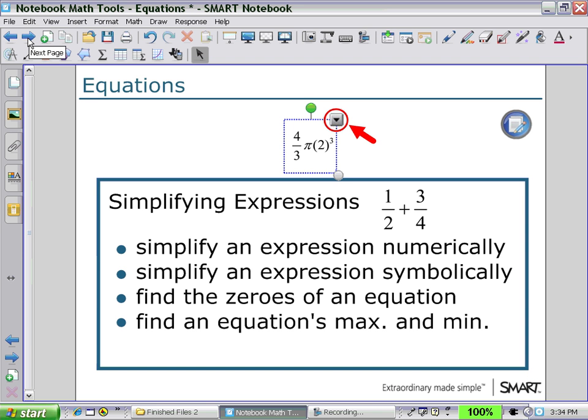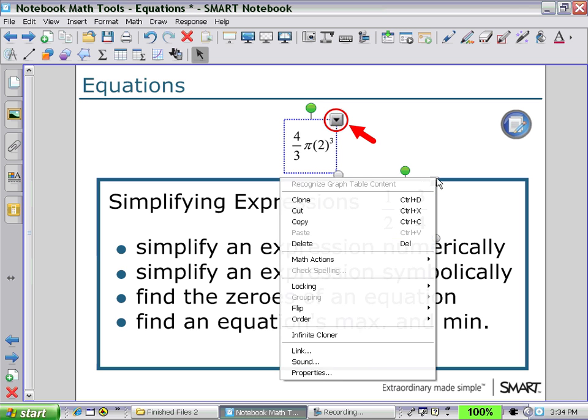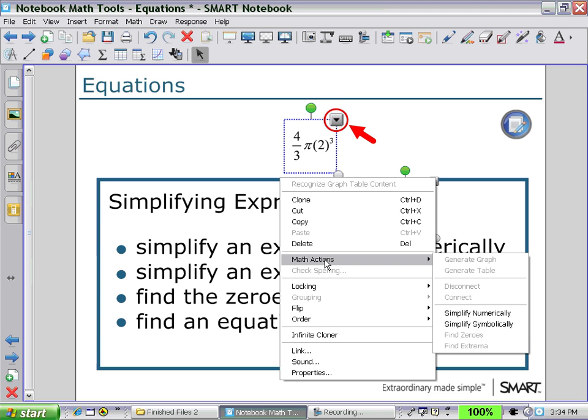Next, we can simplify expressions such as the fractional expression 1/2 plus 3/4. And if I select that expression and use the arrow pull-down menu, you will see now I have a menu for math actions. If I select math actions, it will give me the choice of simplifying numerically or symbolically, and doesn't give me any other choices since we would not be able to do anything else with that expression.